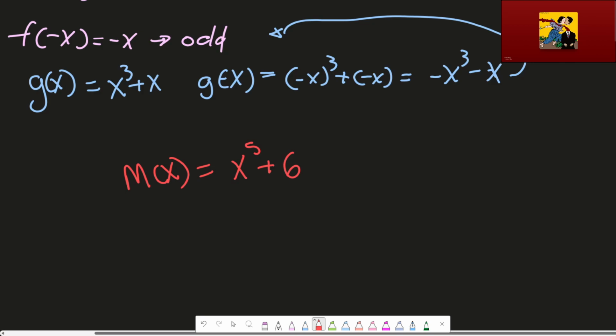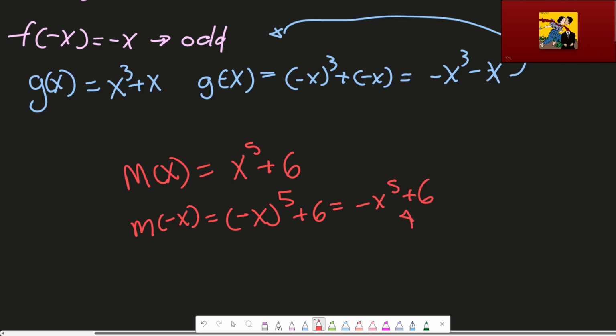So let's plug in negative x. And now, I mean, it's looking pretty good, right? We have negative x to the 5th here, and then we have plus 6. But really, when we're done, this is equal to negative x to the 5th plus 6.